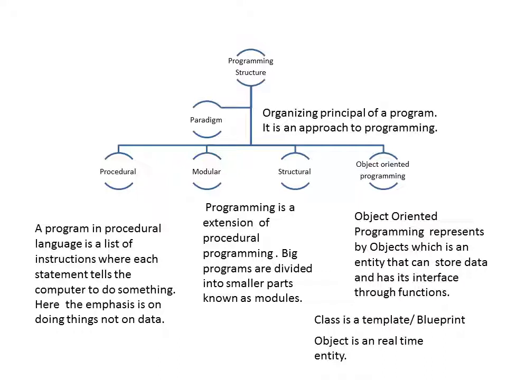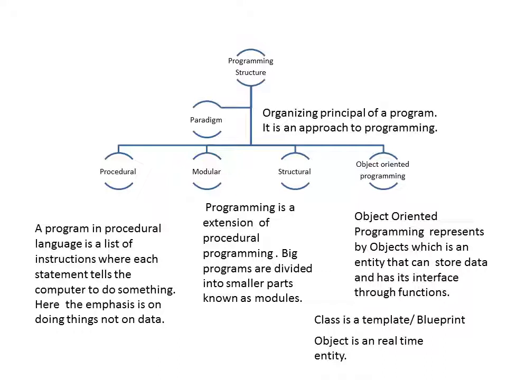Object-oriented programming is represented by an object, which is an entity that can store data and has its interface through functions. To manipulate this data, you have separate functions, and those functions have limited access, as your data has a specific access specifier like private, public, protected, and package. So data cannot be manipulated so easily, so it is much more secure.